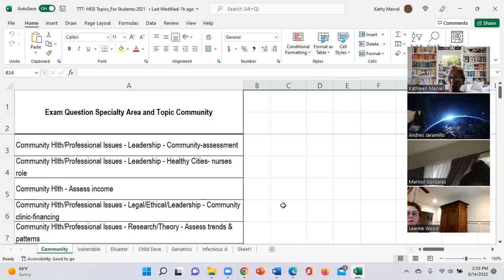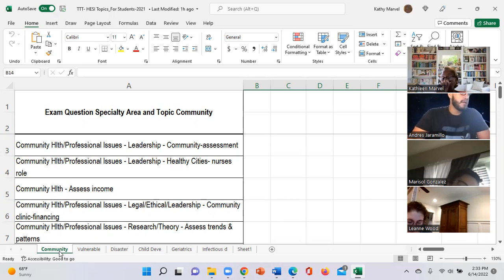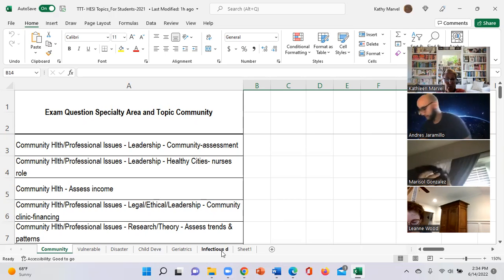Okay, so it's broken out into 6 categories. We try to stay with the path of the study guide. So we have community, vulnerable populations, disaster, child development, geriatrics, and infectious disease. Okay, so all of these we're going to go through real quick, should be in your study guides. So don't worry about all this verbiage at the front. This is just where they were found on the HESI. So we're going towards the end.